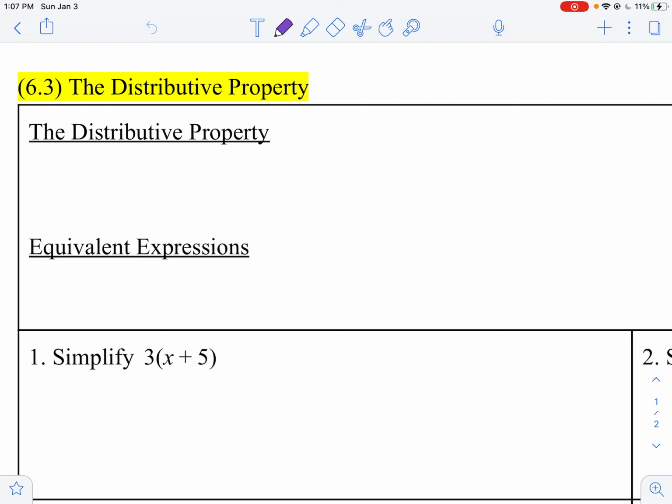It will look like this: a number on the outside. So I'm going to make another example, 7. Then parentheses, and then at least 2 terms on the inside. So let's make this x, and we'll make this plus 2, okay? The distributive property is a way to make another expression that is equal to the one we see.